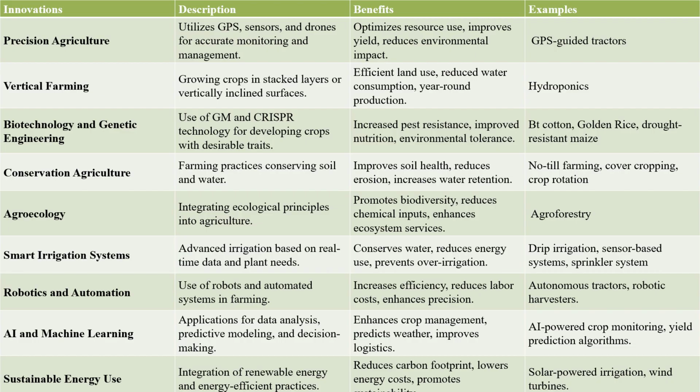algorithms. Number nine is sustainable energy use, integrating new renewable energy sources like solar power and wind energy into farming, which reduces the carbon footprint and promotes sustainability. These energy efficient practices help lower the energy cost and support long term resilience. For example, solar-powered irrigation, and wind turbines, etc.